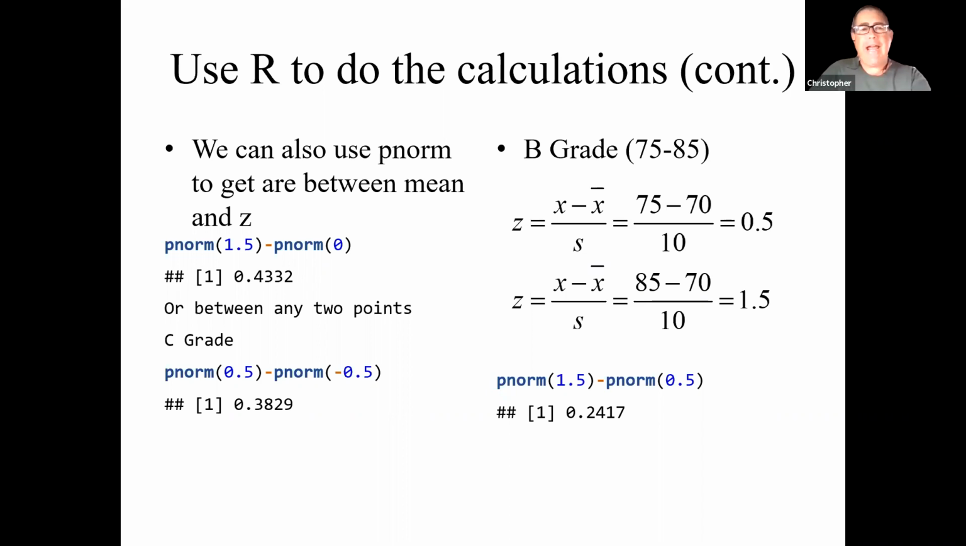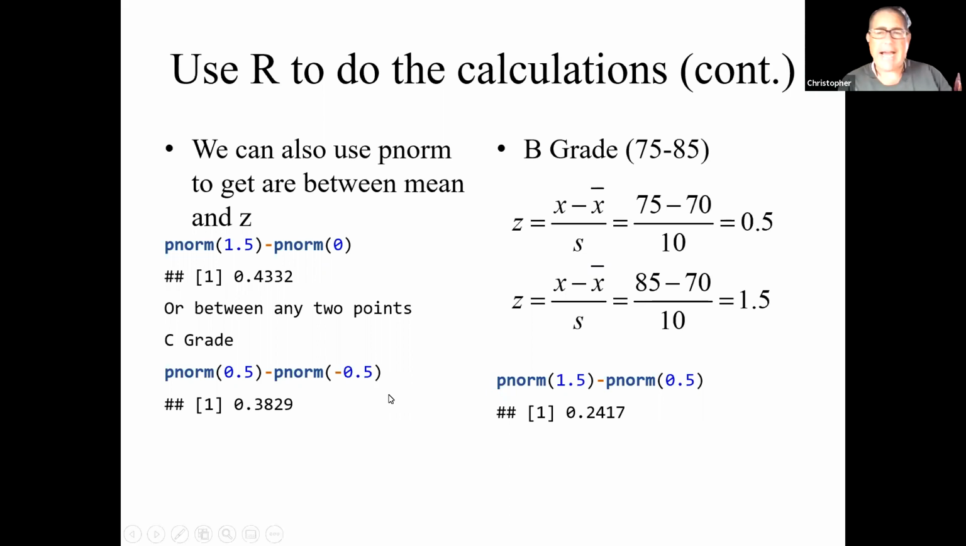You could get it between any 2 points, like I'm demonstrating here with the C grade, 0.5 and negative 0.5. It's going to take the area of one minus the area of the other. Or for the B grade here, I can take pnorm of 1.5 minus pnorm of 0.5, and it gives me 0.24, or that 24% value that we talked about. So again, you can use this pnorm in a variety of ways.